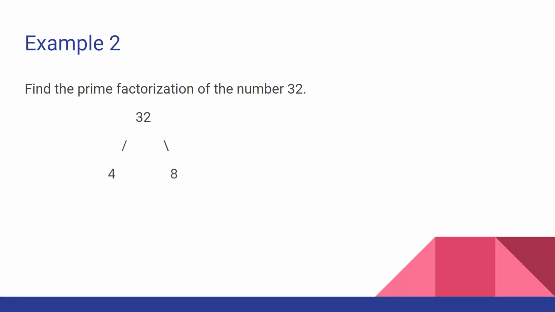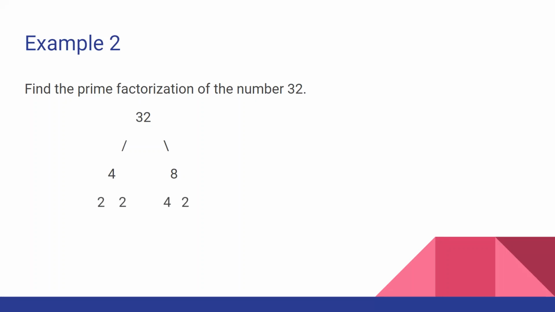Let's look at another example. Let's find the prime factorization of the number 32. This one will be a bit more complex. So what is one set of factors for 32? 4 times 8. But are 4 and 8 prime numbers? No, they're not. So you have to factorize them further to find the prime factors of 32.